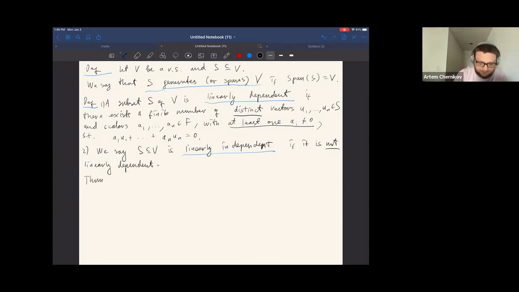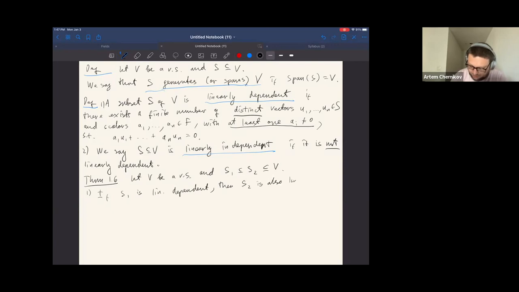And then we have the following theorem. This is theorem 1.6, connecting some of these notions. So let V be a vector space and assume we have S1 a subset of S2 a subset of V. So we have two subsets like this. Then 1, if S1 is linearly dependent, then S2 is also linearly dependent, right? So if we can find a non-trivial linear combination giving 0 in S1, then of course it's also in S2 in particular, right?